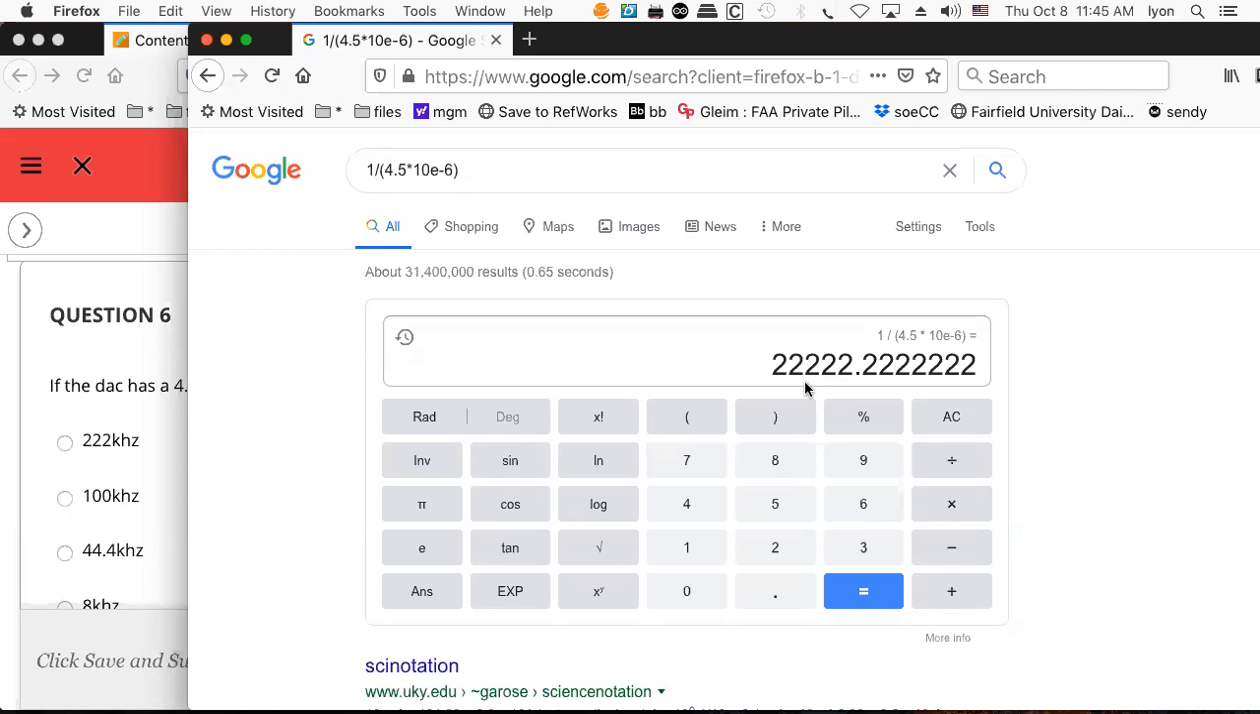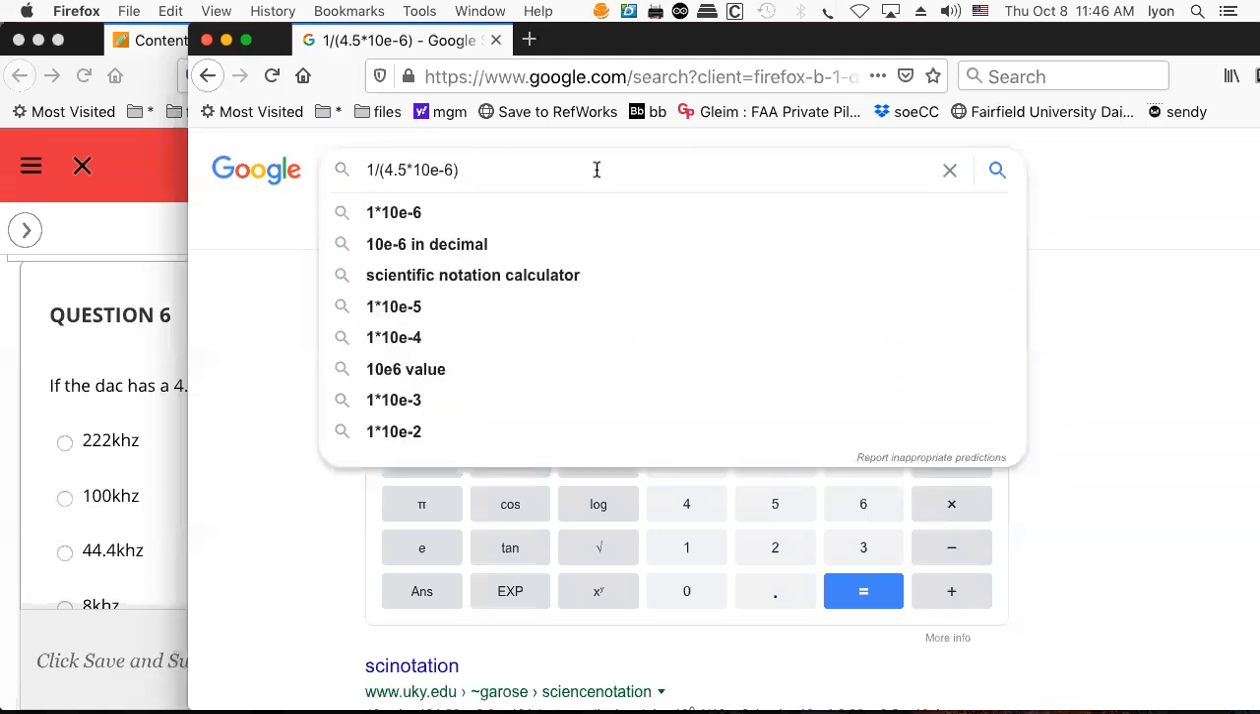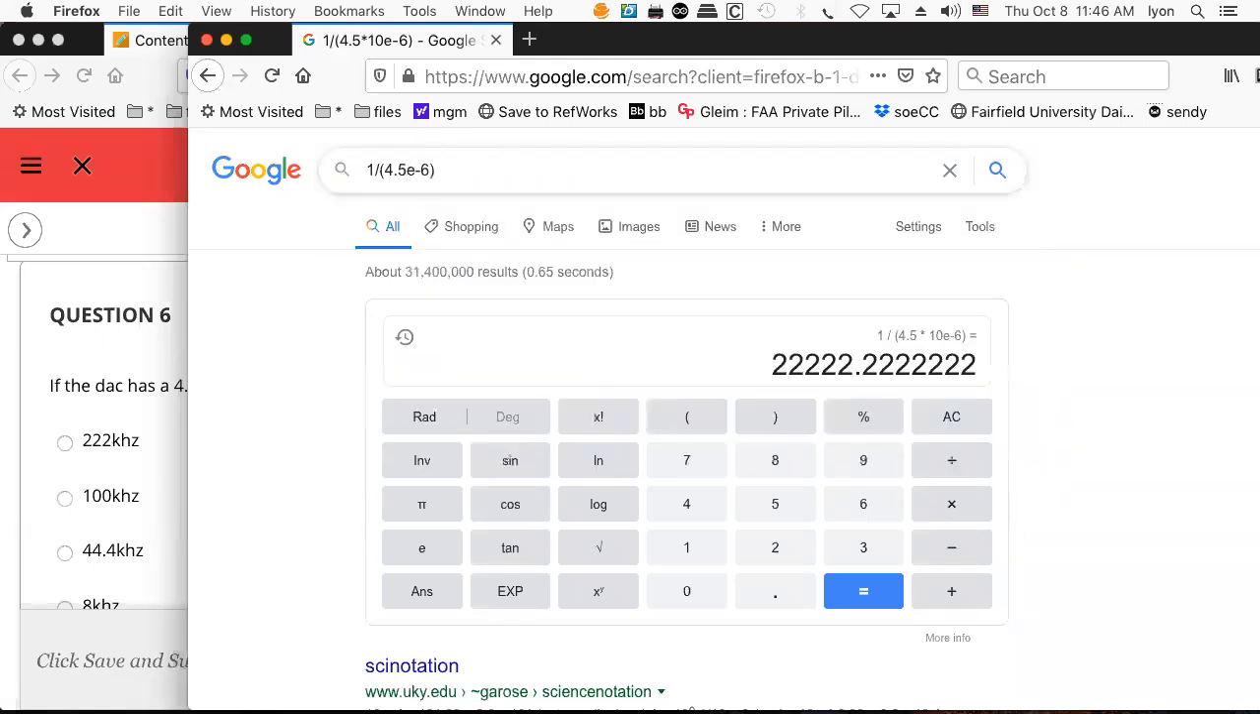Okay, I'm going to try it on my hand calculator. 1 divided by 4.5. It's because e to the negative 6 means times 10 to the negative 6. So you just need to do divided by 4.5 e minus 6. Oh yeah, so you take the 10 out of the powers. It's shorthand notation. Once you put in the e, it assumes the times 10. So take out the 10 and the multiplication symbol.